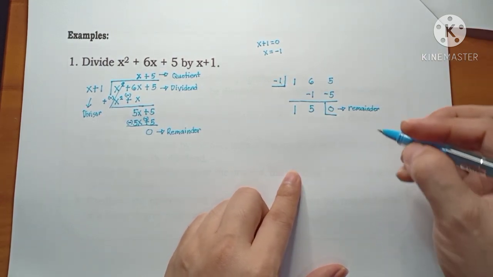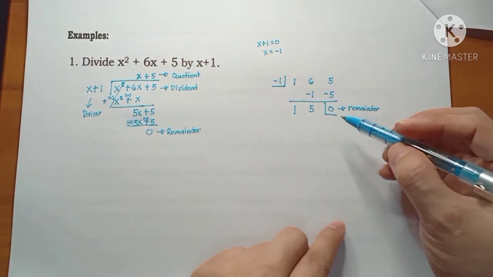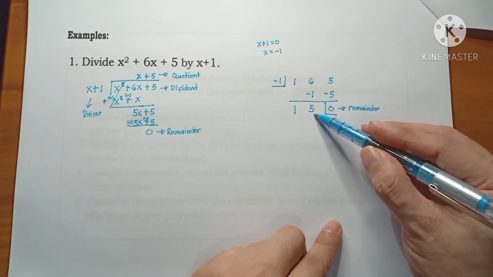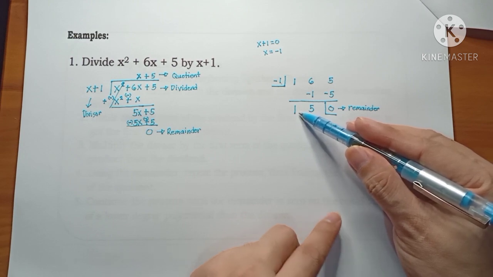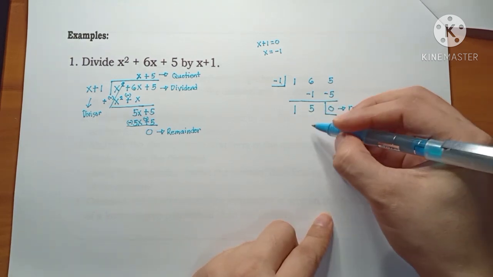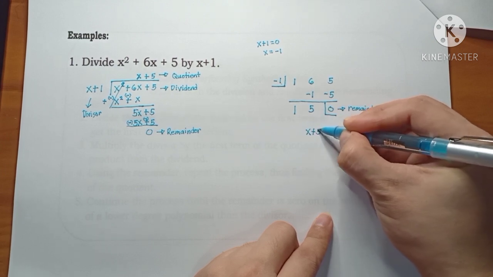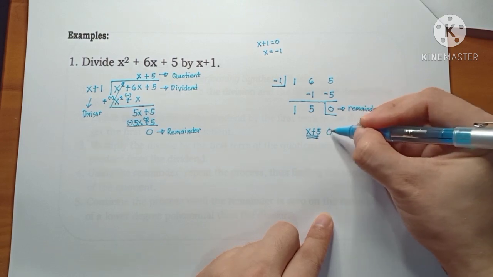Okay. So now, paano natin sulat ang ating quotient? Tandaan natin na kung ito ang remainder, ang kasunod niyan, ito yung constant, at ito yung x. So, therefore, 1x or x na lang. So, x plus 5. That is our answer. So, this is our quotient.